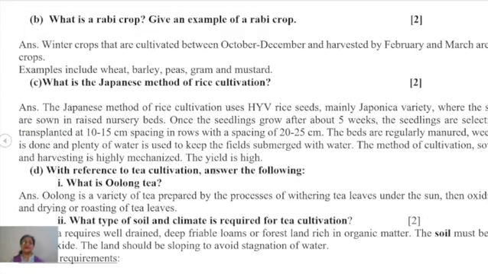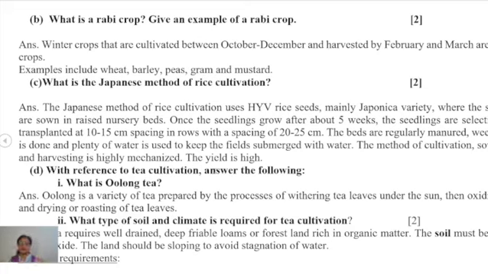Next question: what is a rabi crop? Give an example of a rabi crop. Winter crops, especially in India, are cultivated between October to December and harvested by the end of February or March. These crops come under the agricultural season named rabi. So whichever crop is grown during this agricultural season is called a rabi crop.